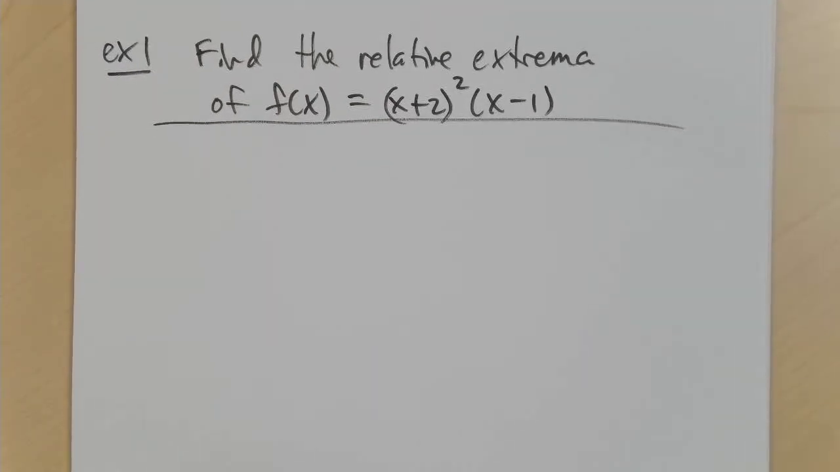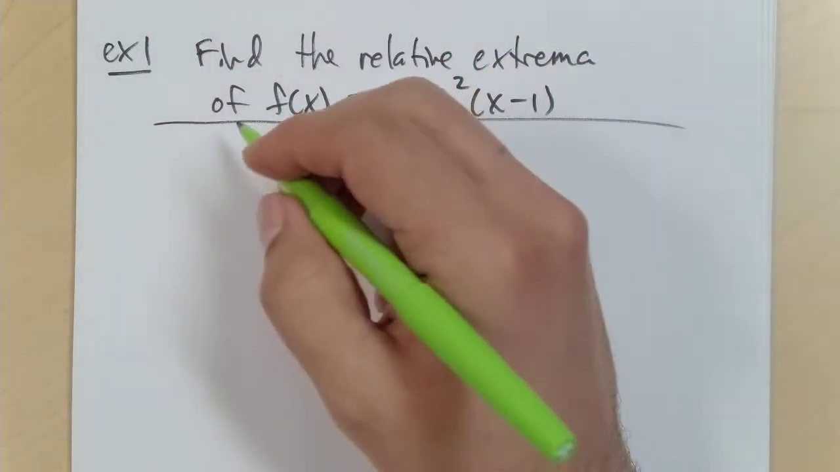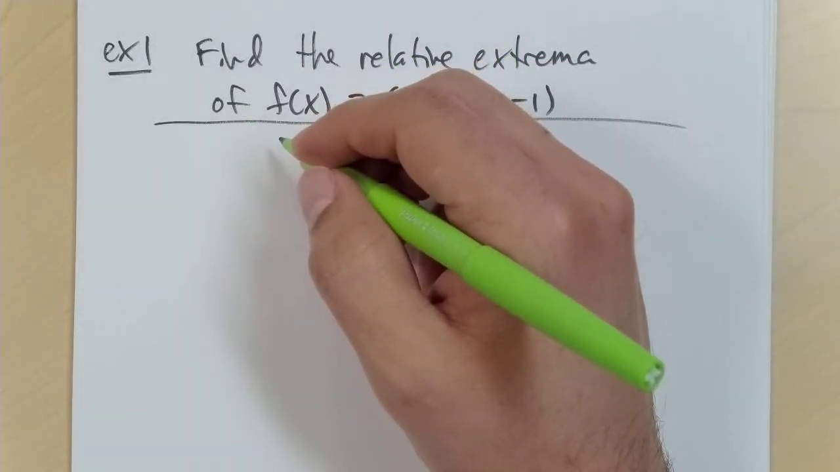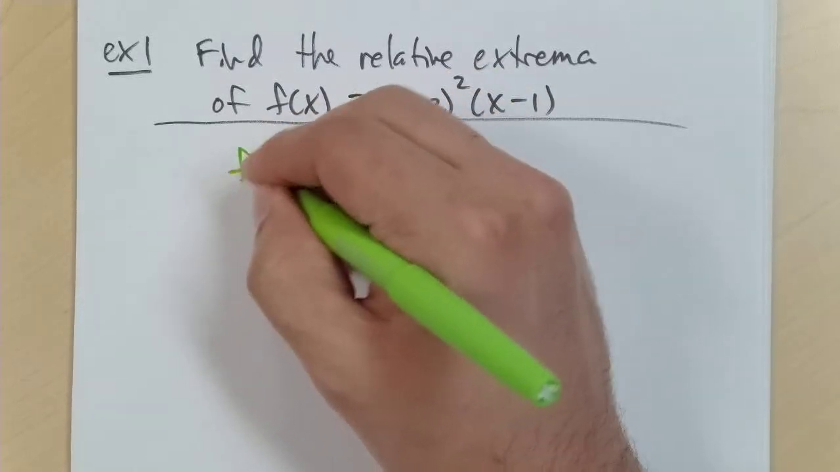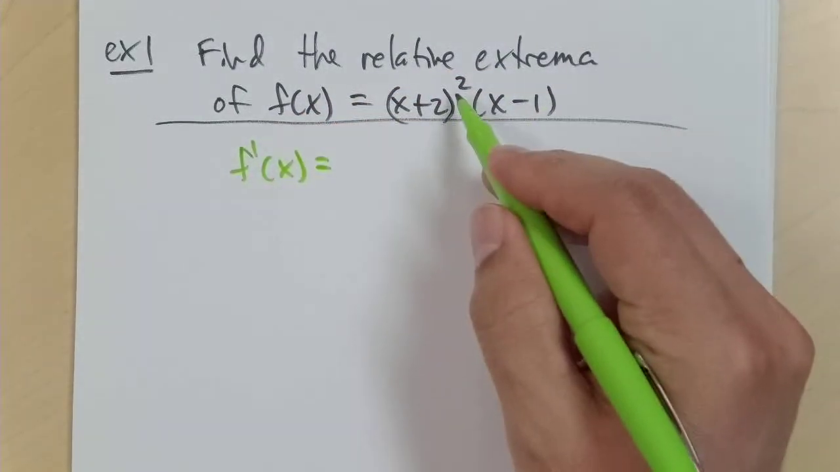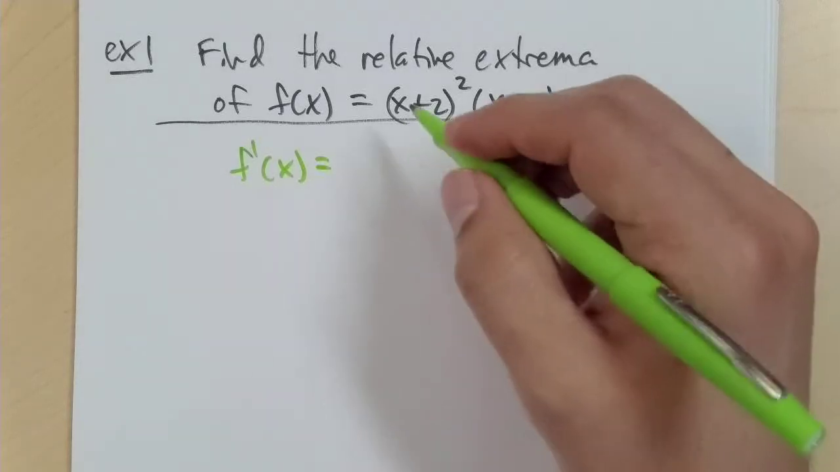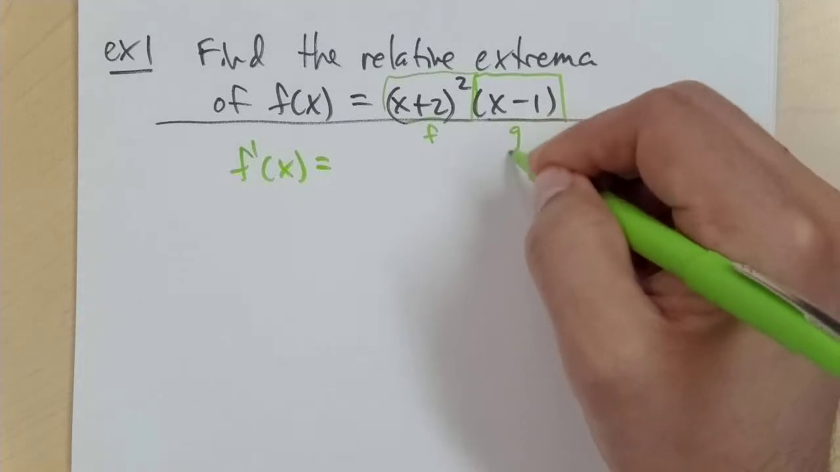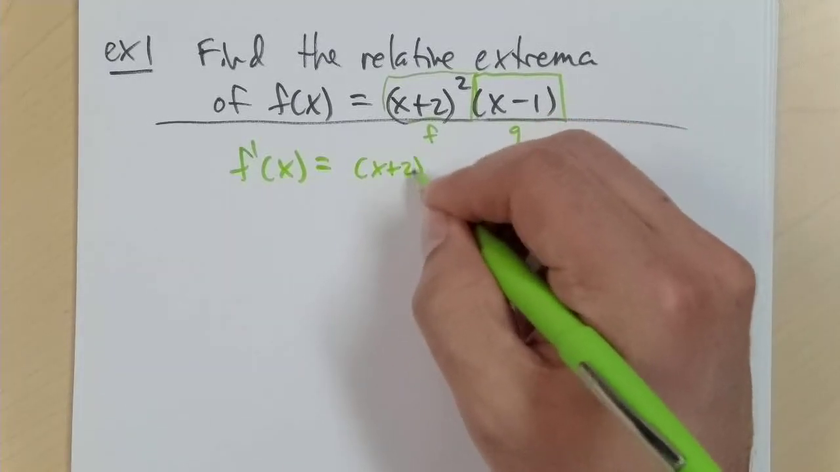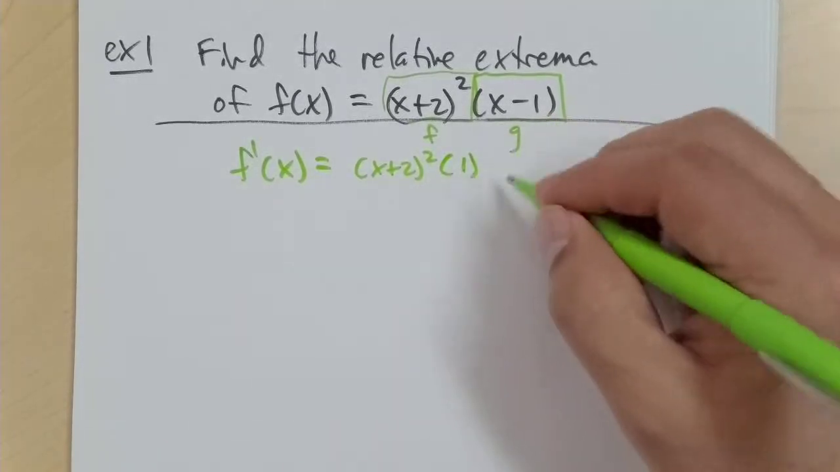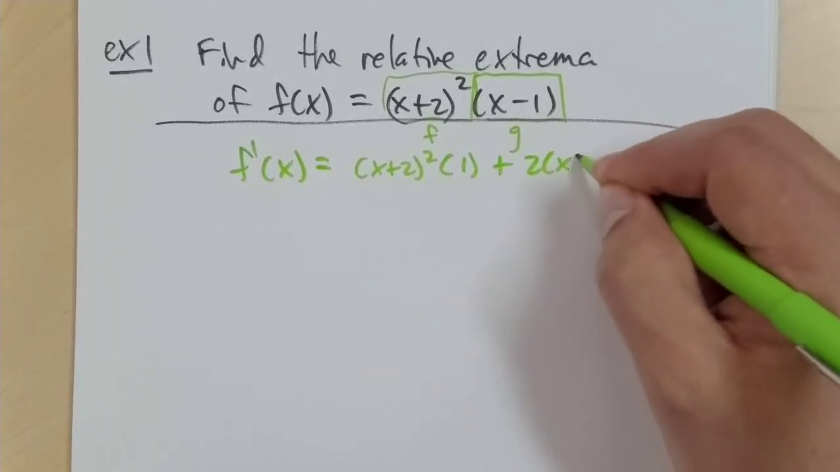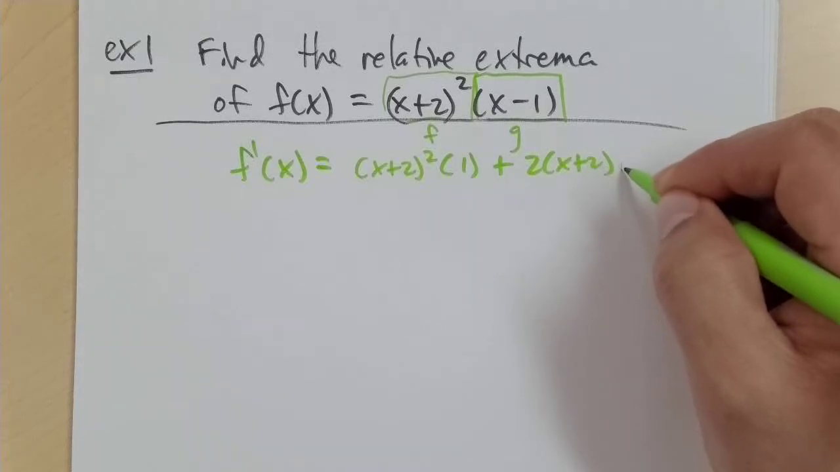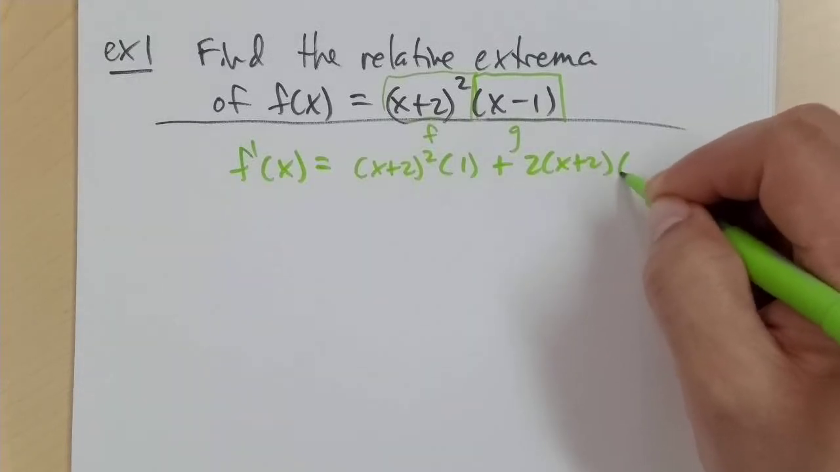So to find the relative extrema, we're going to do everything we talked about in the previous sections. We're going to take the derivative. I would just do the product rule here. So there's f, there's g, right? So I'm going to do f times the derivative of g, which is 1, plus the derivative of f, which is 2 times (x plus 2). The chain rule in here gives me a 1, so I'm not going to write it. And then we do g, which is x minus 1.